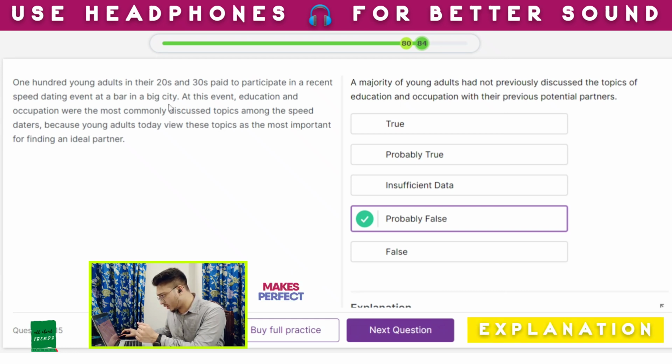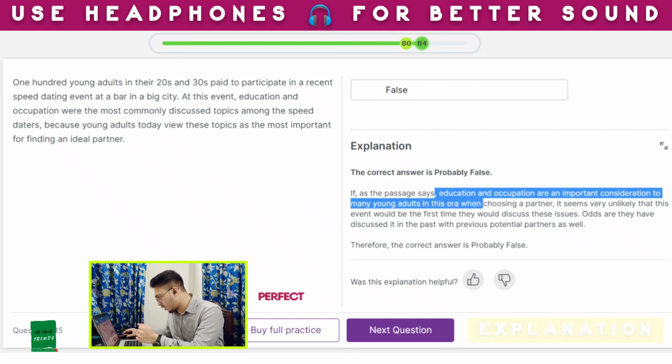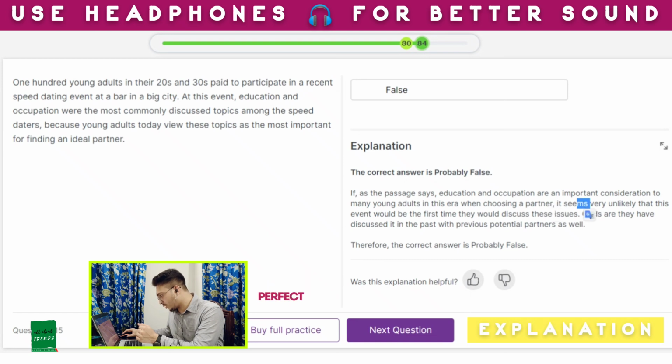The reason why it is probably false is that, as the passage says, education and occupation are an important consideration to many young adults in this era when choosing a partner. It seems very unlikely that this event would be the first time they would discuss these issues. Odds are they have discussed them in the past with previous potential partners as well.